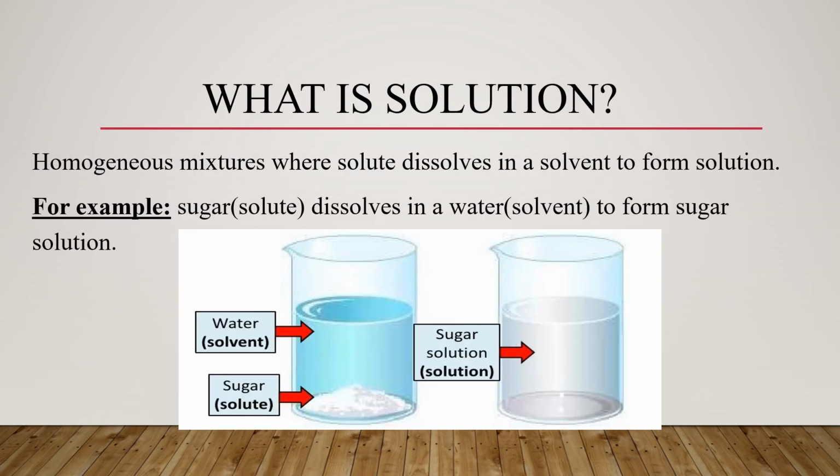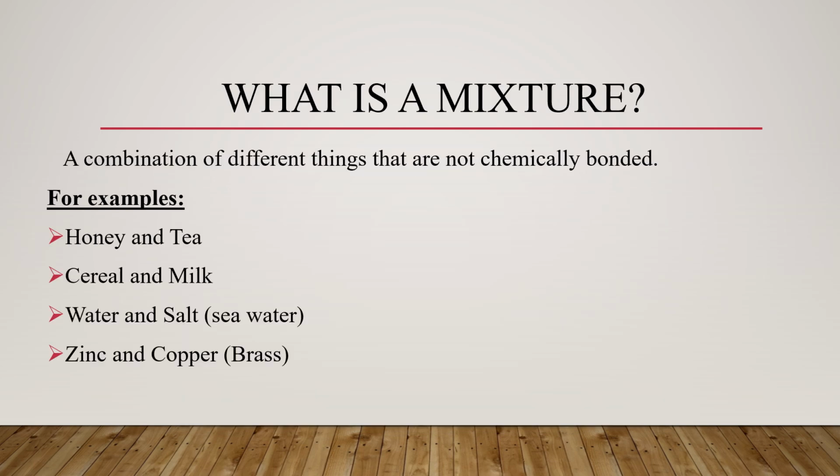What is a solution? Homogeneous mixtures where solute dissolves in a solvent to form a solution. See here for example, sugar is a solute and water is a solvent. Sugar dissolves in water to form sugar solution. What is a mixture? A combination of different things that are not chemically bonded is called a mixture. For example, honey and tea, cereal and milk, water and salt, zinc and copper.